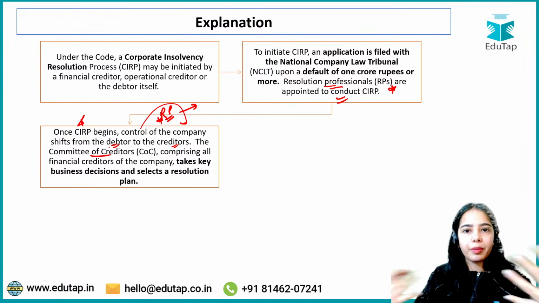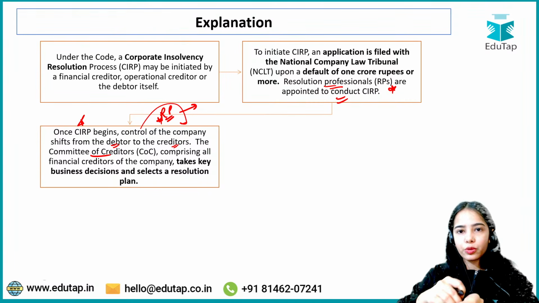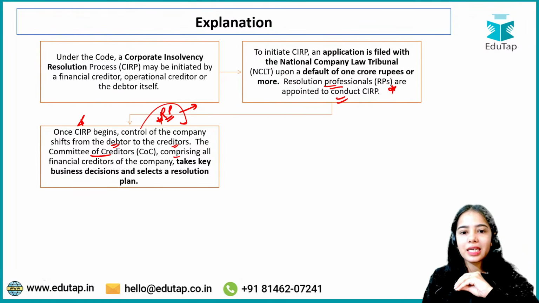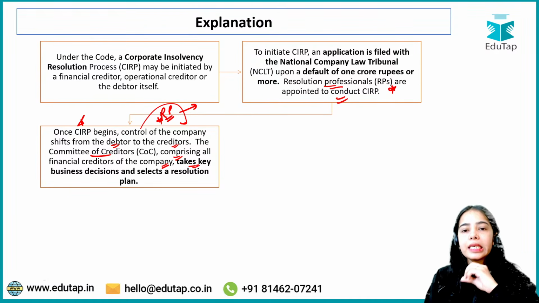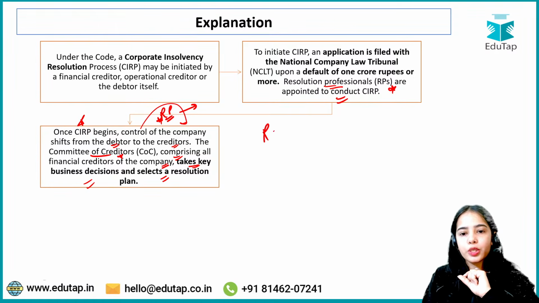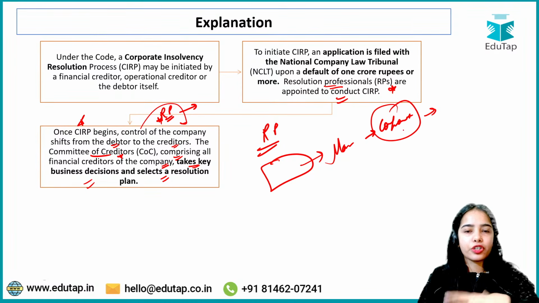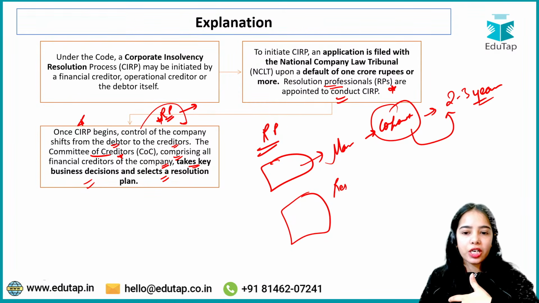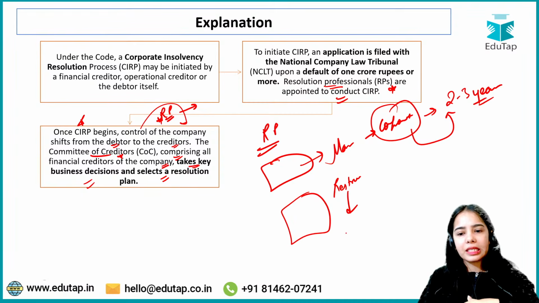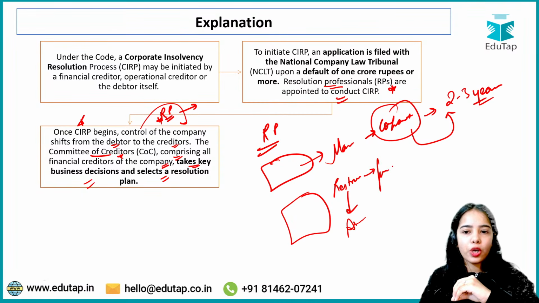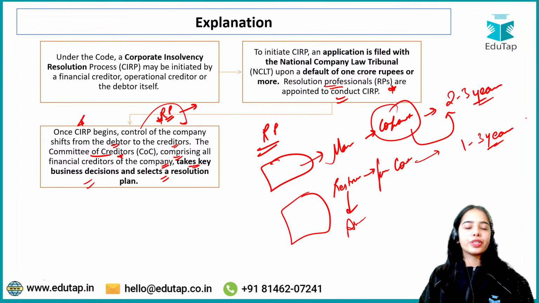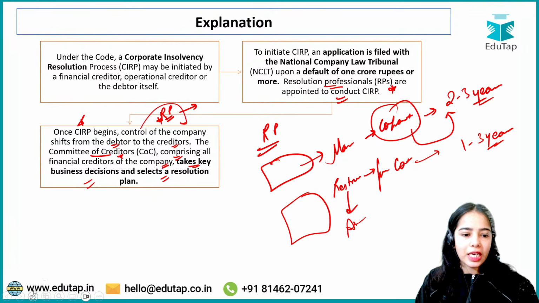The committee of creditors. Now there is the committee of creditors because there are multiple creditors that have given the money to the corporate. So the committee of creditors comprises all the financial creditors of the company, takes key business decisions, and selects a resolution plan. The resolution professional provides different plans: that we can change the management of the corporate, and the corporate will start functioning better, and in the coming 2 to 3 years we will be able to retrieve the money. Or another plan is to restructure, like to sell the subsidiary, to sell the basic assets, and to restructure the functioning of the corporate, and we will be able to gather the money within 1 to 3 years. Okay, so the resolution professional provides different plans for resolution of the corporate so that the money can be retrieved from the corporate.